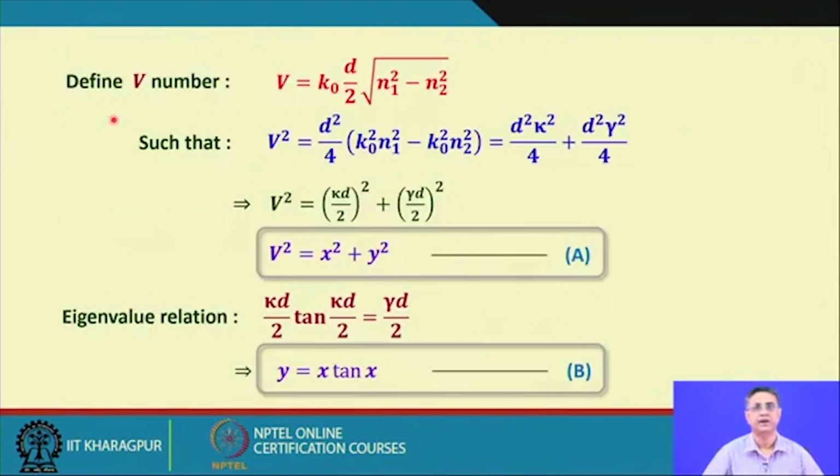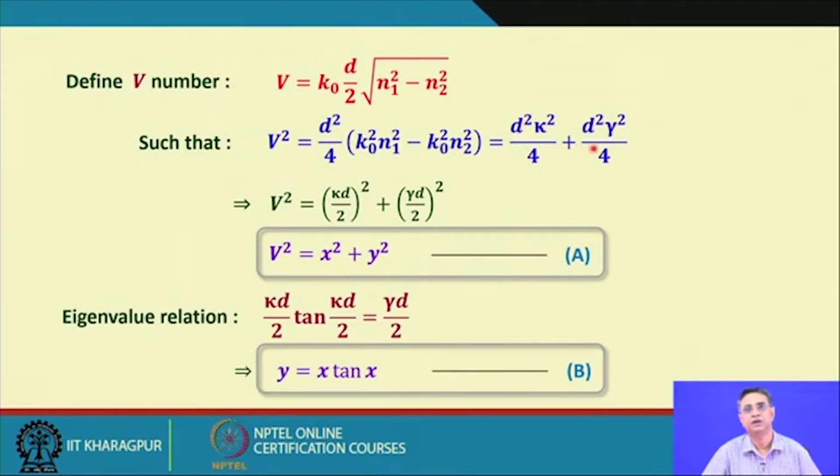And let us define this V number, which is a very important parameter for optical waveguides. V is defined as k0, half of the thickness. This is different in different textbooks. This is half of the thickness, and this is the numerical aperture, and n1 square minus n2 square. So, the core cladding refractive index square difference. So, V square is equal to this quantity.